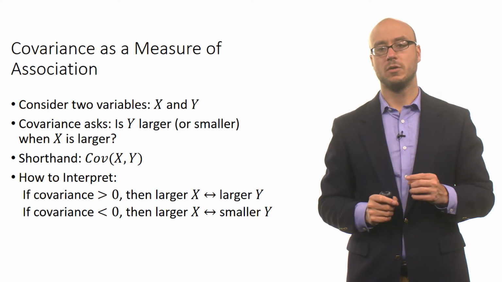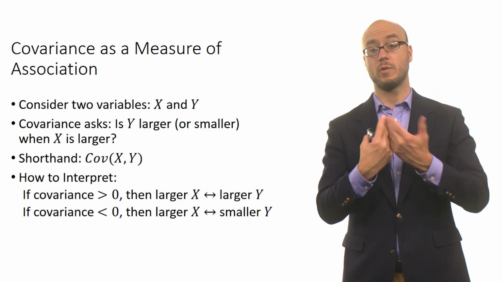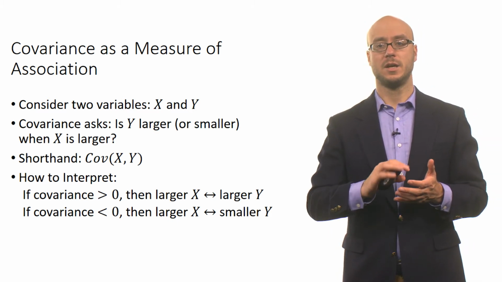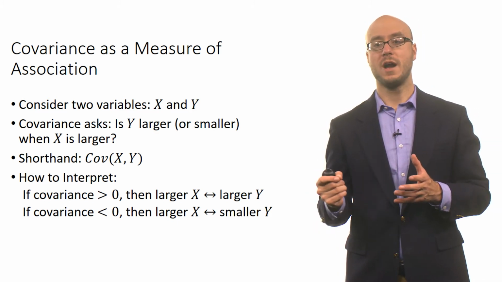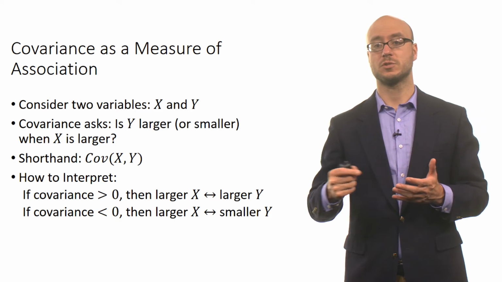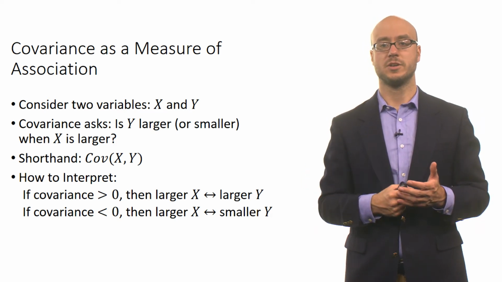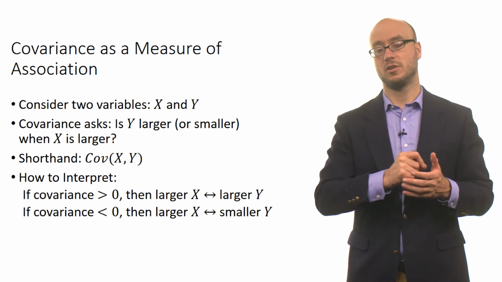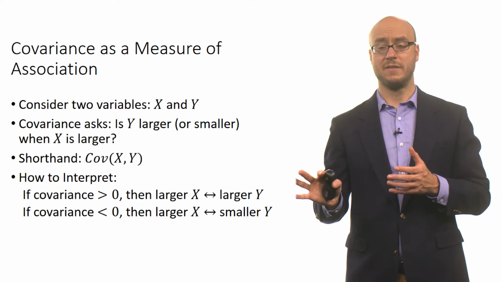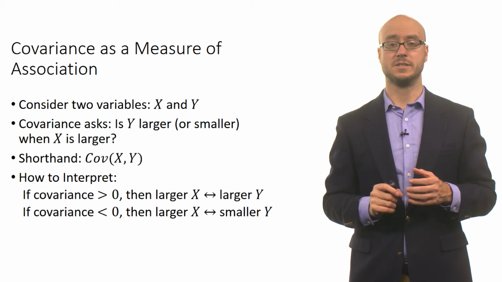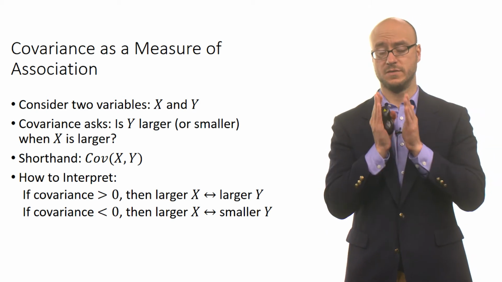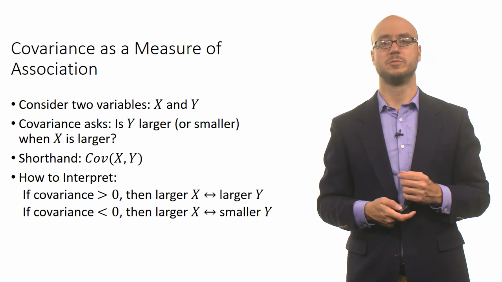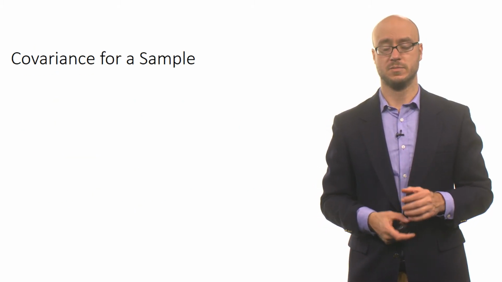The way we interpret covariance is that if covariance is greater than 0, then it suggests a larger x value is related to a larger y value, and vice versa. If you have a larger y value, that suggests a larger x value. A covariance less than 0 suggests that if you have a larger x value, you will have a smaller y value, and vice versa. If you have a covariance of 0, that suggests there's no linear relationship between these two x and y variables.